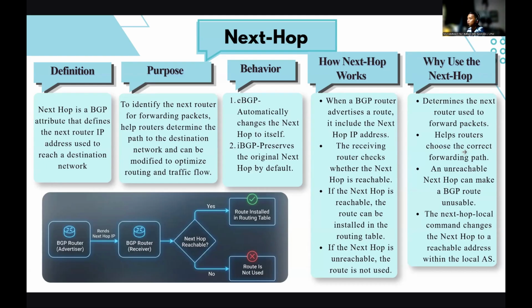So they have eBGP and also iBGP. It works when the BGP router advertises the route and includes the next hop IP address. So the receiving router checks whether the next hop is reachable. If the next hop is reachable, the route can be installed in the routing table. If the next hop is unreachable, the route is not used. Okay, next.